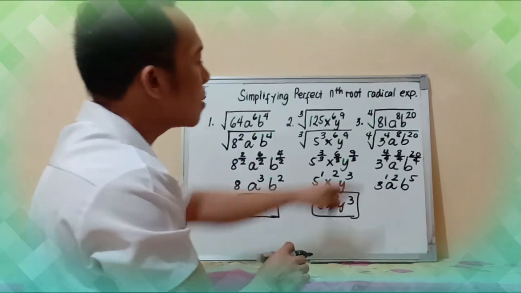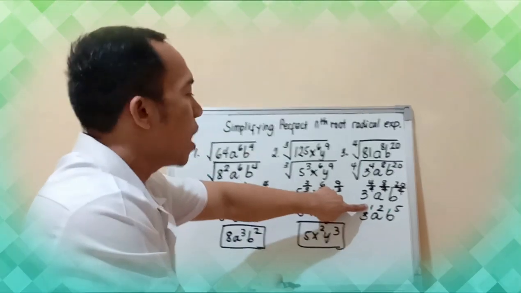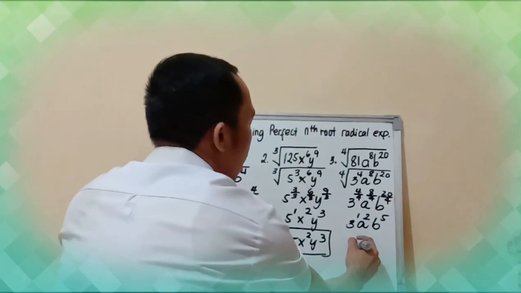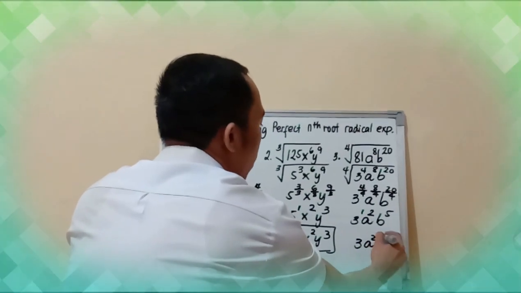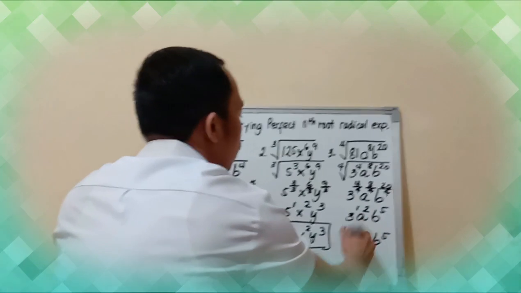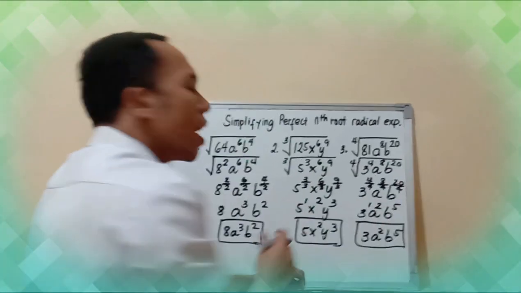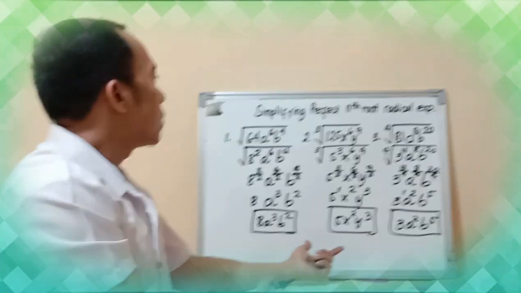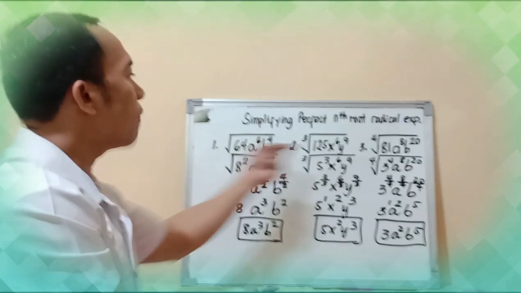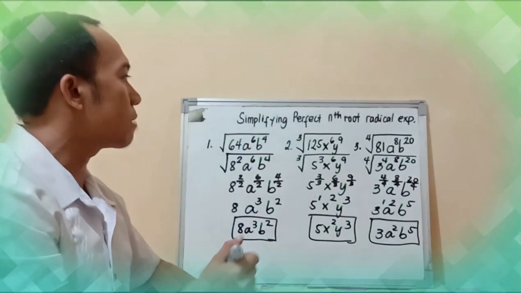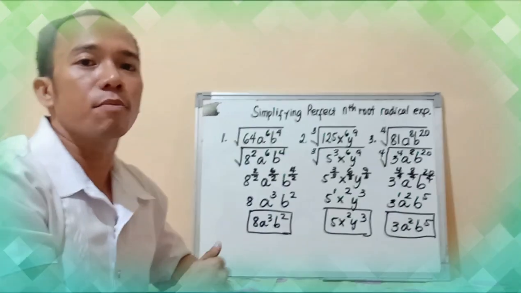So for your final answer, just eliminate this exponent of 1. It is now 3a squared b to the 5th. So this is now your simplest form in simplifying these three radical expressions.